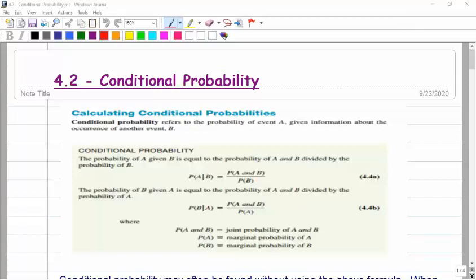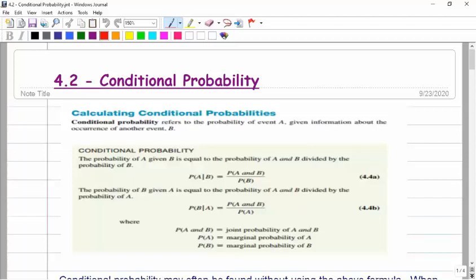So let's see where we are. Should be. Are we looking at the 4.2 conditional probability? Yes. Yes. Yes. Wonderful. That's terrific news.